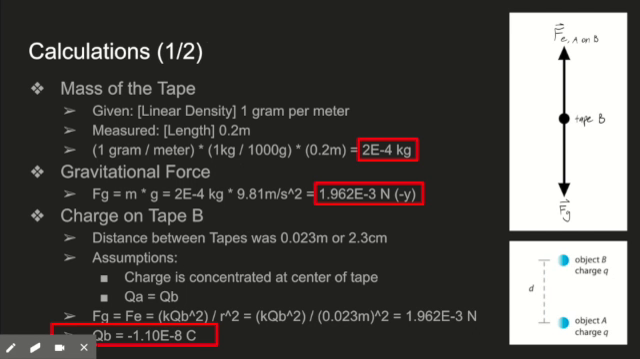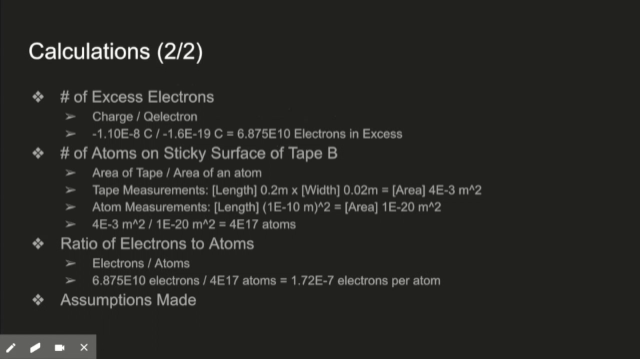To find the mass of the tape, I found that the tape was 2 times 10 to the negative 4 kilograms. The gravitational force I found to be 1.96 times 10 to the negative 3 newtons. And the charge on tape B I found to be negative 1.1 times 10 to the negative 8 coulombs. So the number of excess electrons I found by taking the charge and dividing it by the charge of an electron, and that gave me 6.875 times 10 to the 10 electrons in excess.